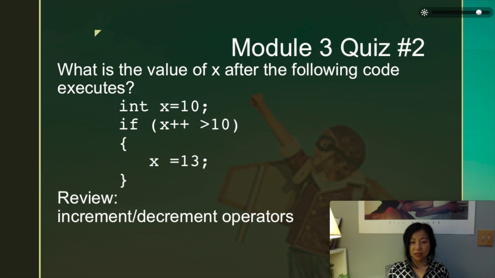However, there is another quiz question right after this one. I designed it on purpose, right? So if ++ is before x, then the ++ will actually be executed first. And so x will become 11 when it comes into this Boolean expression evaluation, and therefore it will come into the block and x equals 13. That's the answer for the other question.